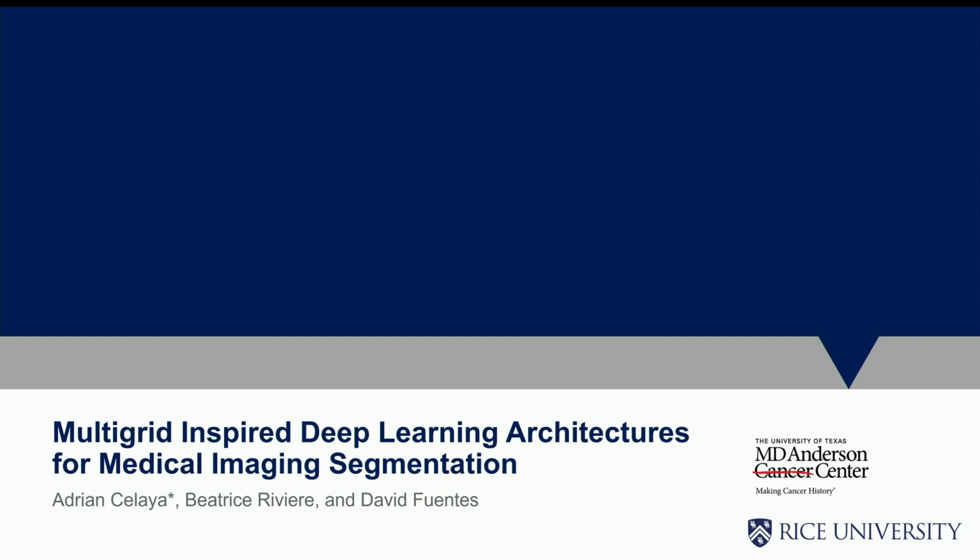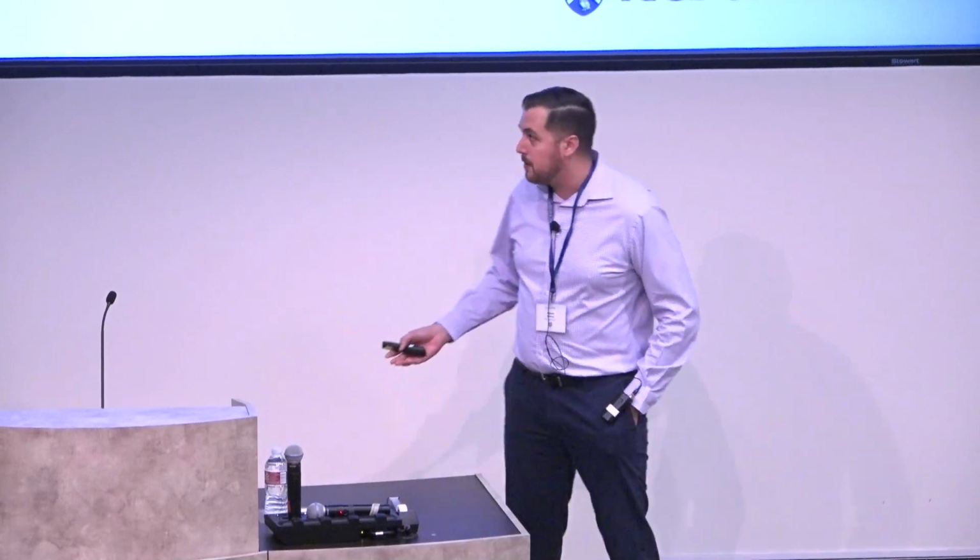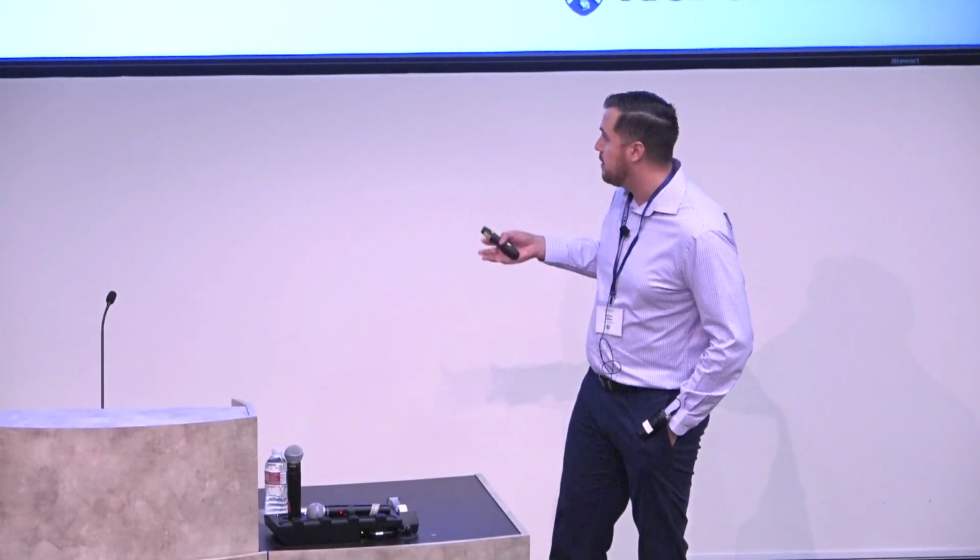And today I'll be talking about some of the work we've done, which uses multigrid methods, which are traditionally used for solving linear systems related to science and engineering problems, and using the principles of those to guide the design of deep neural networks, specifically for medical imaging segmentation.